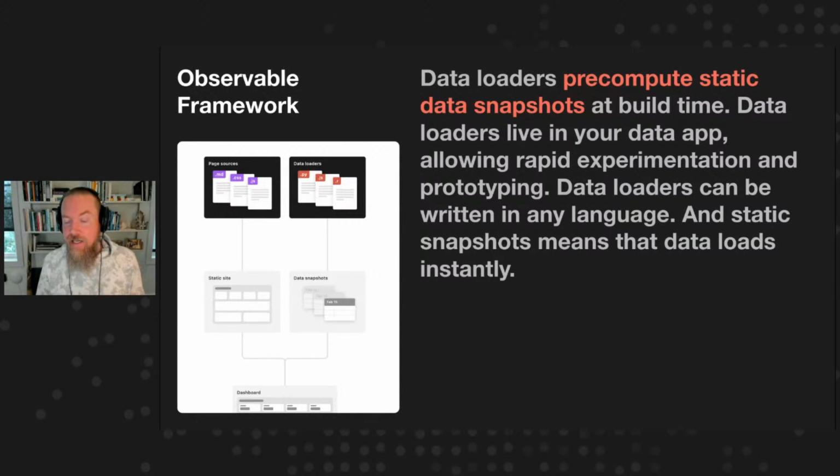Data loaders are tightly coupled with your application. They live inside your data app. So it's easy to iterate and experiment and get new data. Each visualization can have its own or even multiple data loaders, and you can use continuous deployment to rebuild your data as often as you need. Now I want to show you one of the ways that we're using data loaders at Observable.